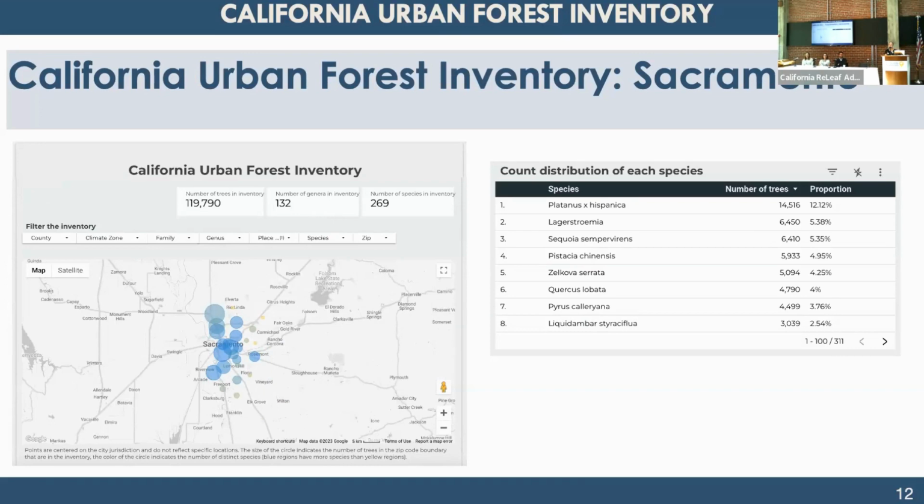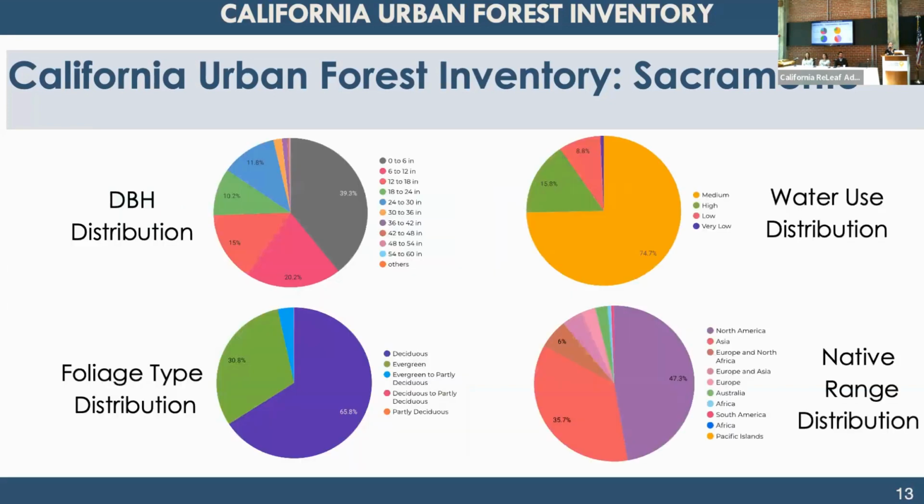And then we've linked this resource with SelectTree. Matt just told you that SelectTree is this database of trees and their characteristics. So then we present, based on the inventory that we know for Sacramento, the diameter of the trees in Sacramento, the water use rating for trees in Sacramento, the foliage type, evergreen or deciduous, and also where those trees are from, and many other pie charts are found on this. So it gives you a sort of big picture of what's going on in your city as far as we know from inventoried points.